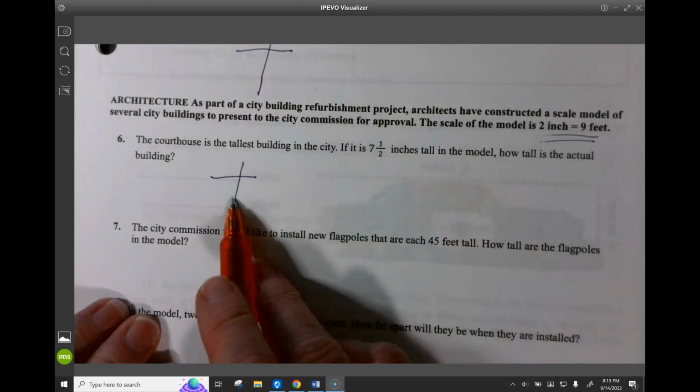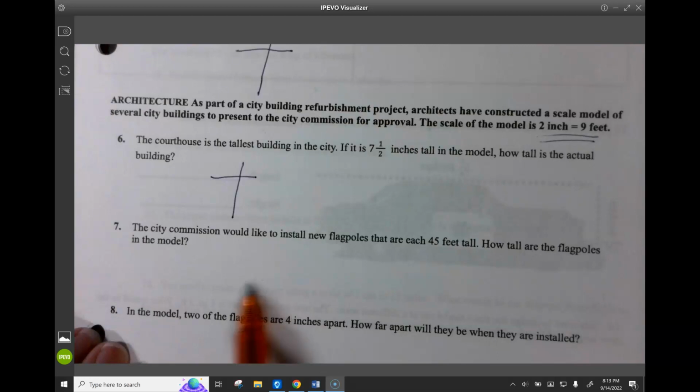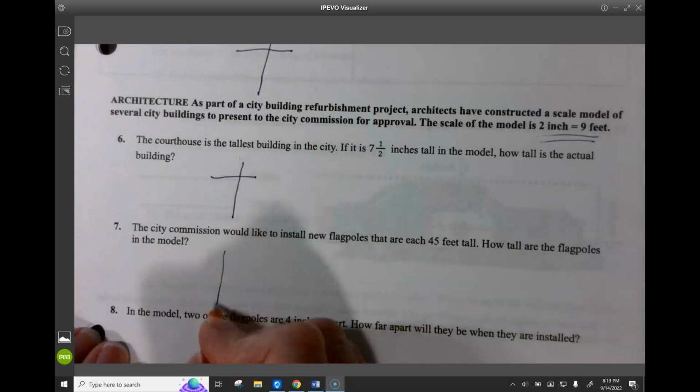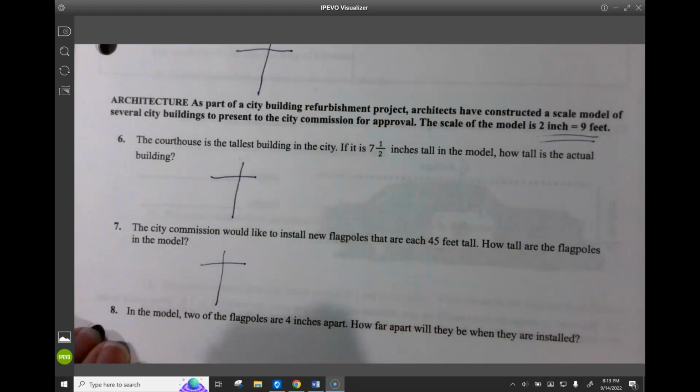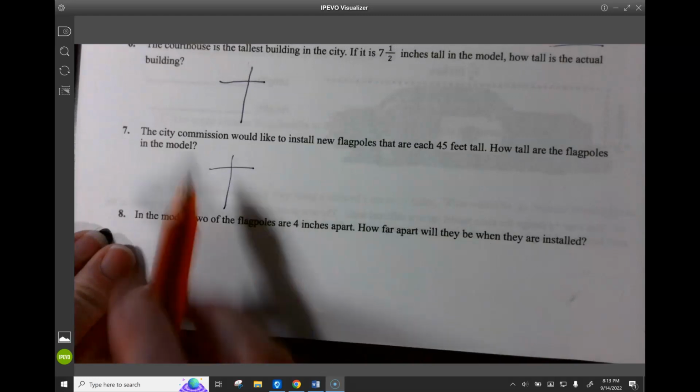Plug in what you know. Find the other one. Same thing here. This doesn't take too much effort. Just make that little table and go. And it's going to give you different things.